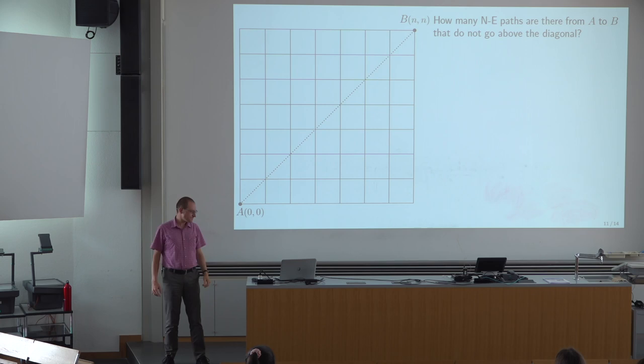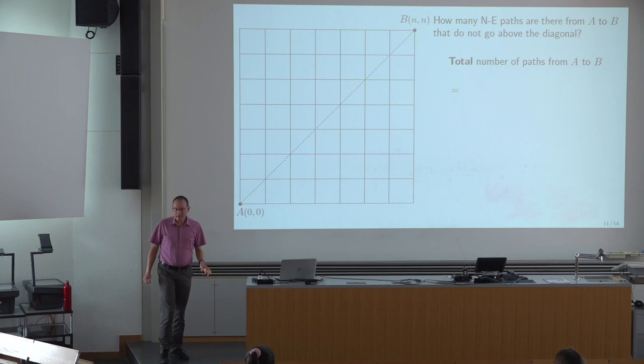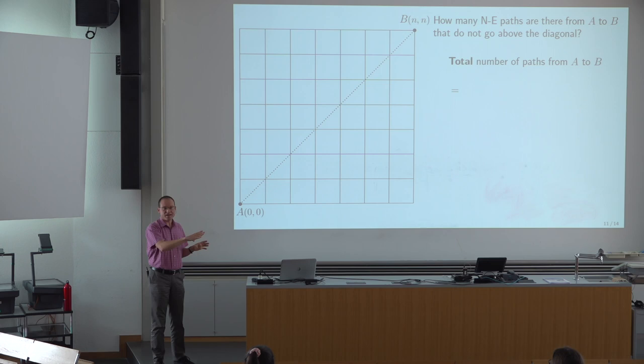Difficult problem. Let's do something easy. What is the total number of paths? We are going to compute the total number of paths from A to B that only go north and east, right or up, and from them we'll subtract the bad paths, the ones that do go above the diagonal.